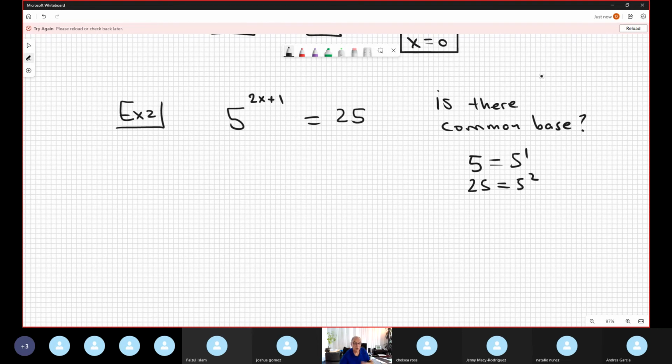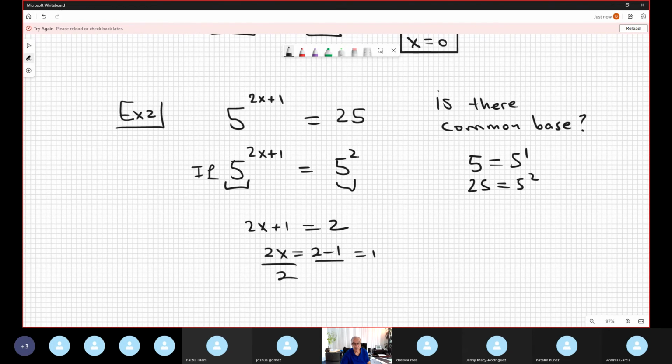Okay. So you replace: 5 raised to the 2x plus 1 is equal to 5 raised to the second power. If we have two exponentials and the base is the same, the exponents must be the same. You convert it to a linear equation, super easy, elementary, and you solve this. 2x equals 2 minus 1, so x is 1 divided by 2. The answer is 1/2.